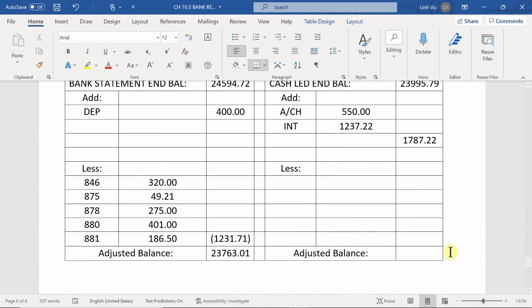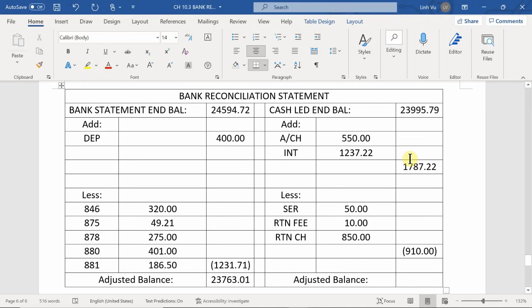Sorry, I said 100. So in this case, service charges was $50. The return fee was $10, and the return check was for $850. So in this case, how much is my grand total in amount of fees? $910. Okay, so in this case, let's go ahead and calculate my ending adjusted balance.